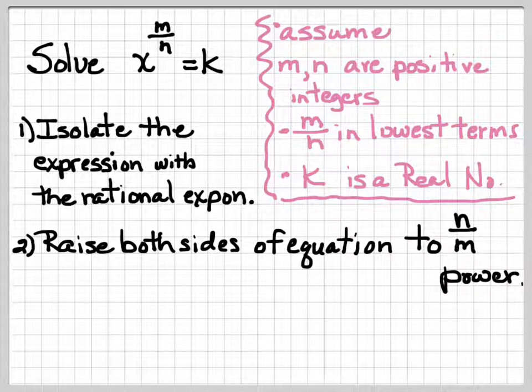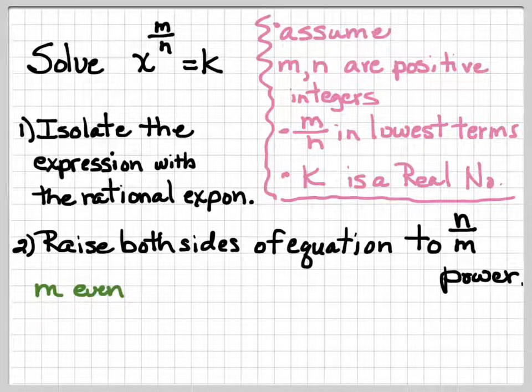If I have x raised to the 1/2 power, if I square that, that'd be 1/2 times 2, which is 1. So what you're really going to do is take whatever your exponent is, m over n, and raise it to the n over m power, and that cancels everything out. All right? So this is a little confusing.